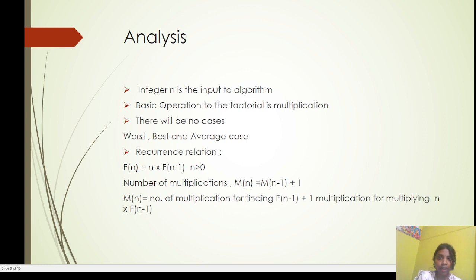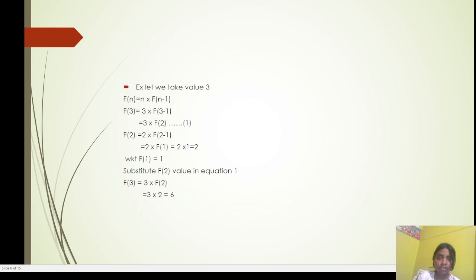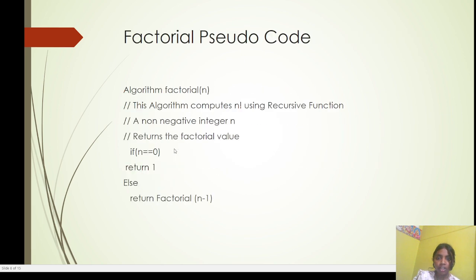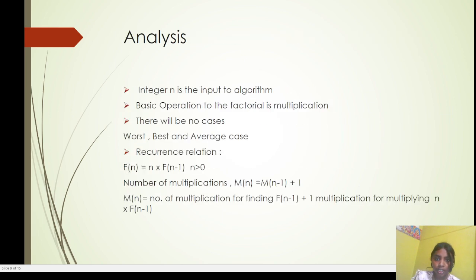We can give any n values, and the basic operation of the factorial is multiplication. We saw here the basic operation is multiplication. We can see 3 into factorial of 2 and 2 into factorial of 1. The basic operation is multiplication, and there will be no worst, best and average cases. And the recurrence relation: f of n is equal to n into factorial of n minus 1 when the n value is greater than 0.